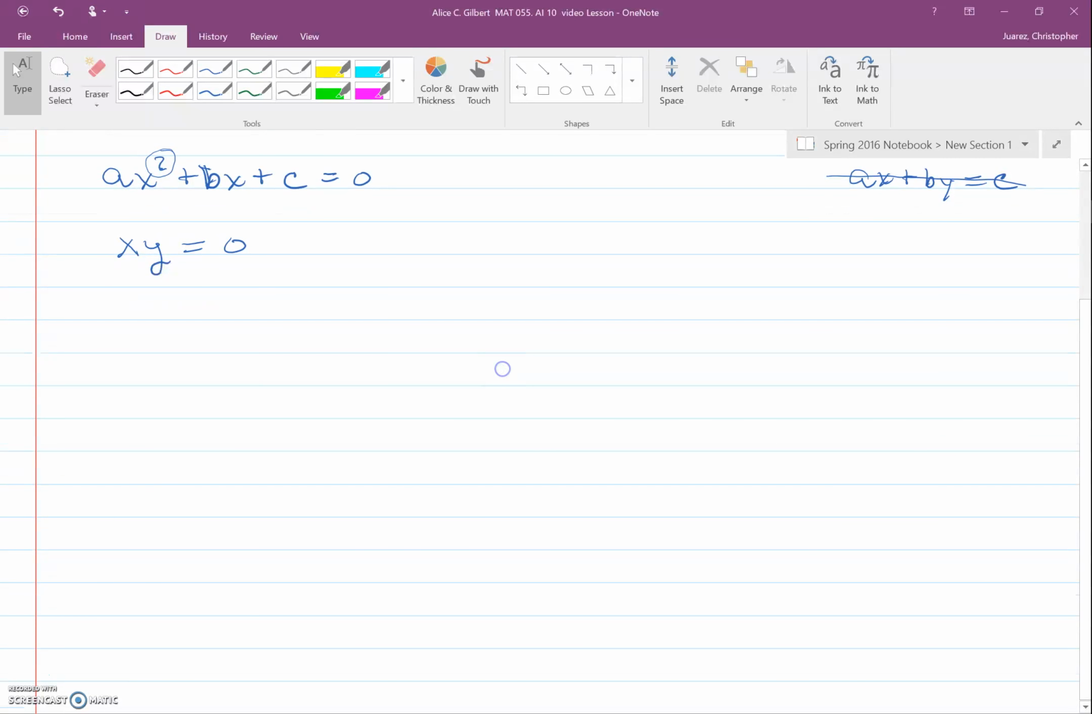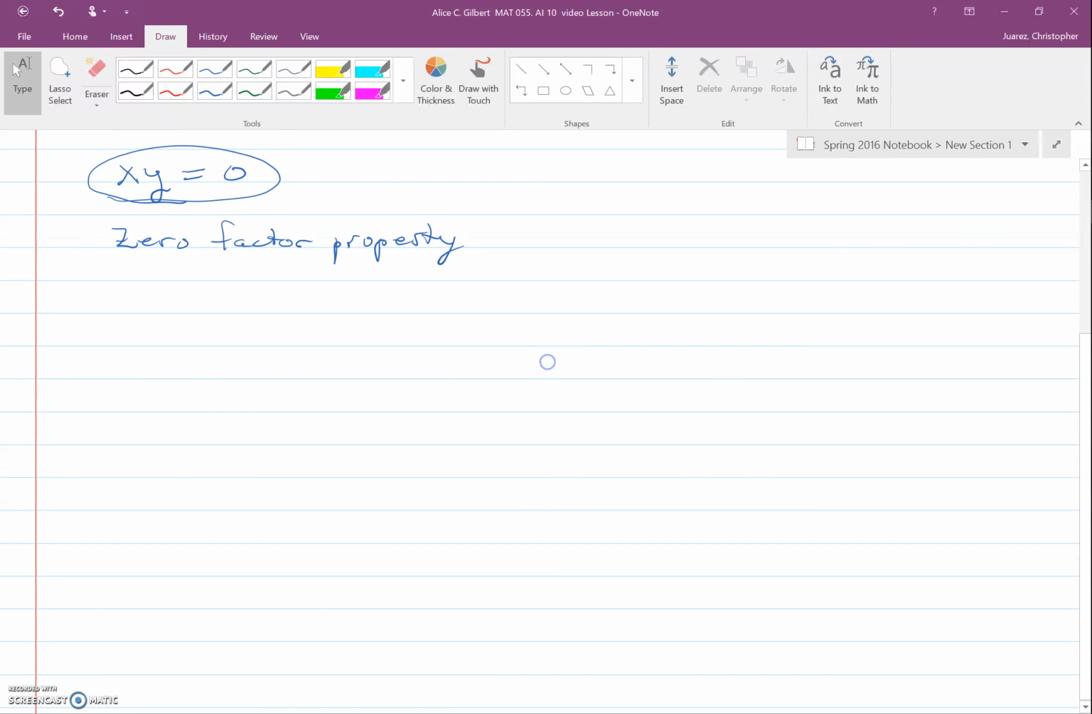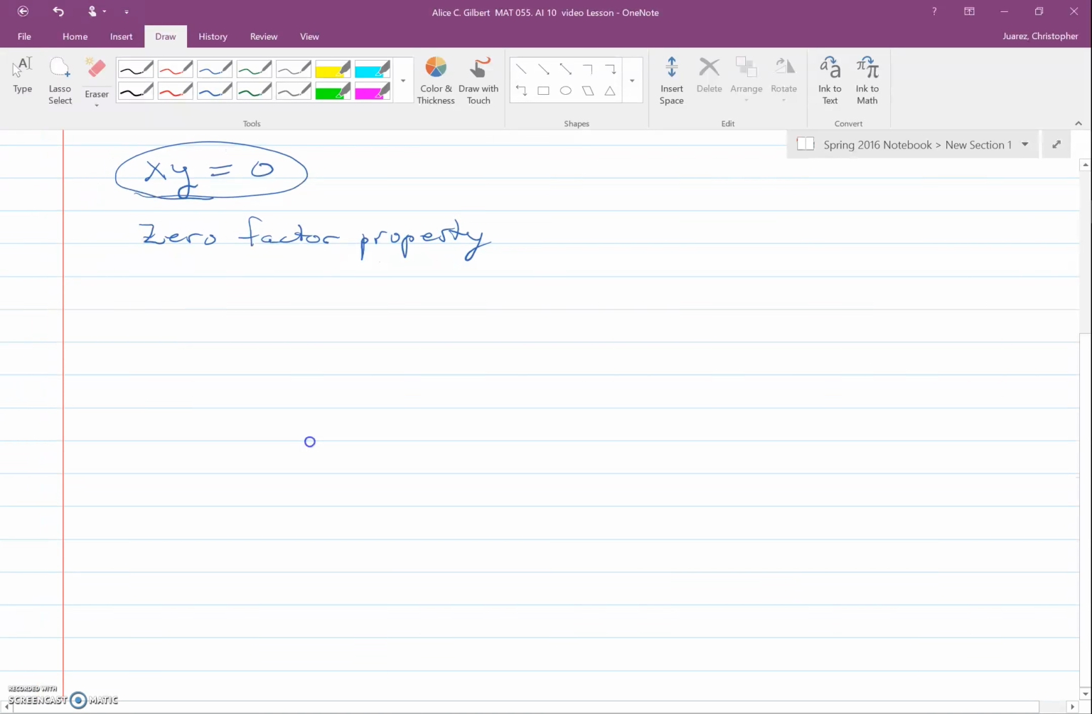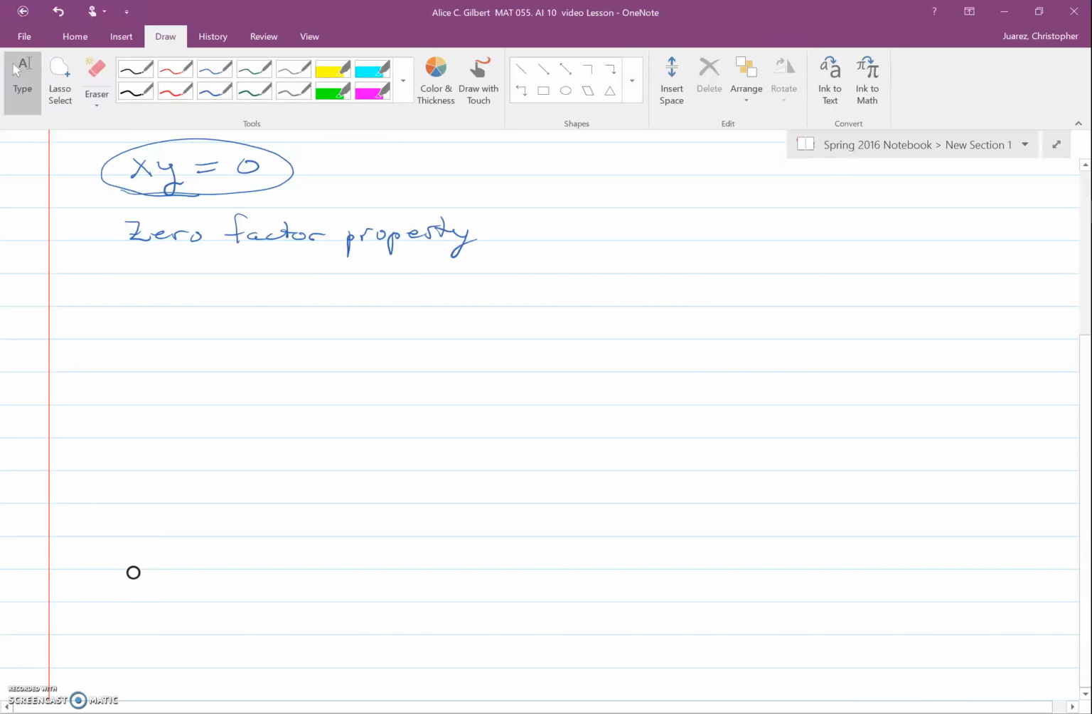So we have something called the zero factor property. It's basically based on this idea that if I can get two factors and they're equal to 0, then I can set each factor equal to 0 and solve for it. So that's all we're doing when we factor, okay? Just so we can get the two factors and set them each equal to 0.